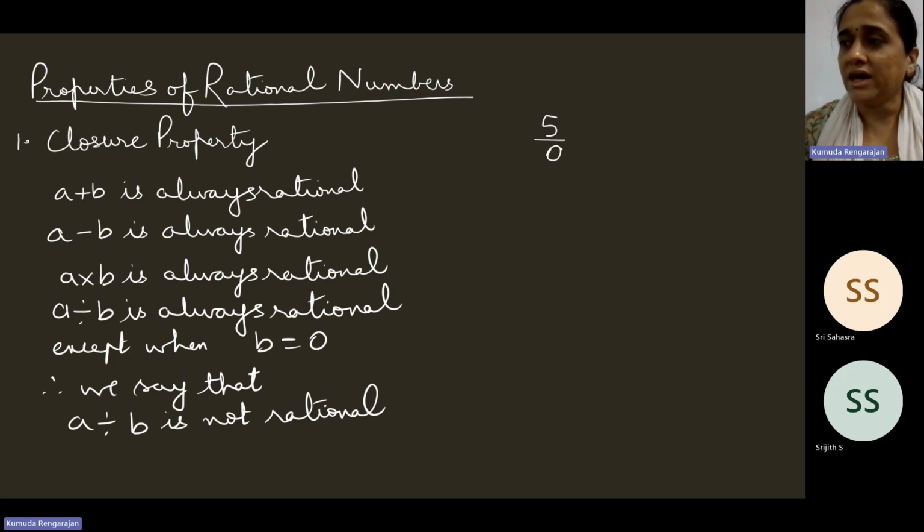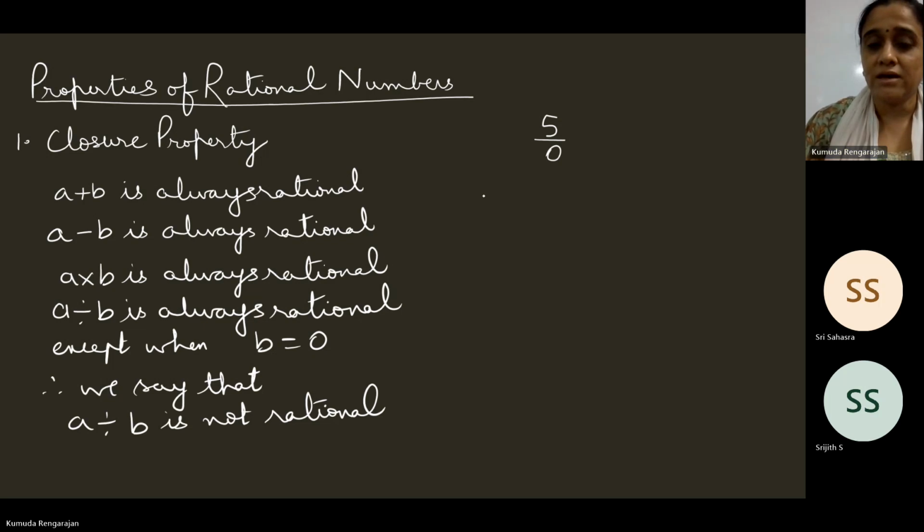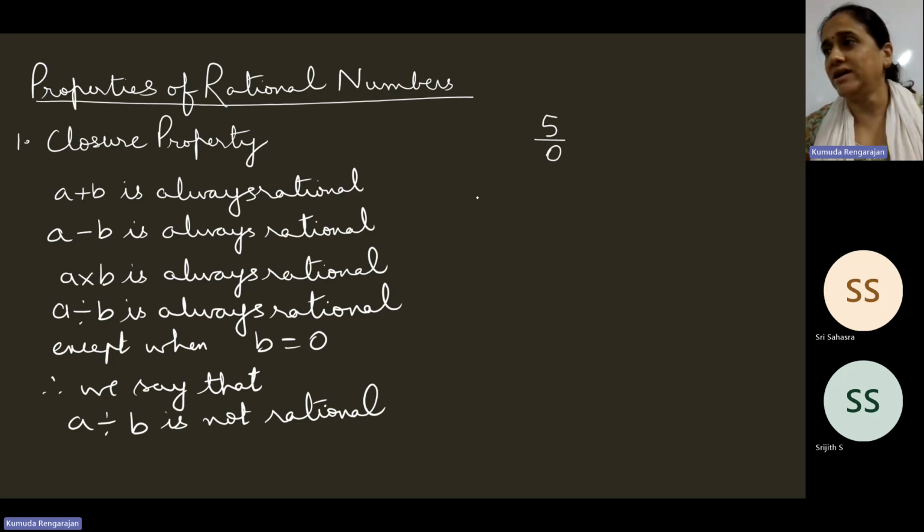So A divided by B, for two rational numbers A and B, will not be a rational number. That's only in this case where B is 0. In all other cases, it will be rational. But since there is one exception, we say that A divided by B is not always rational, or is not rational.